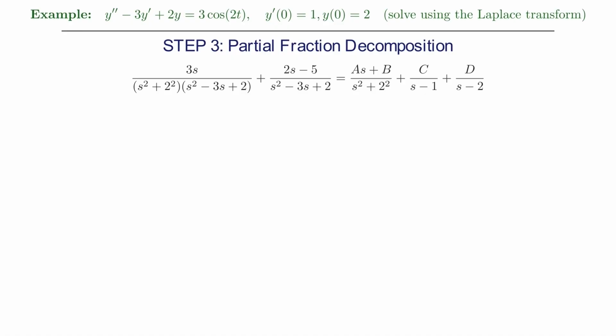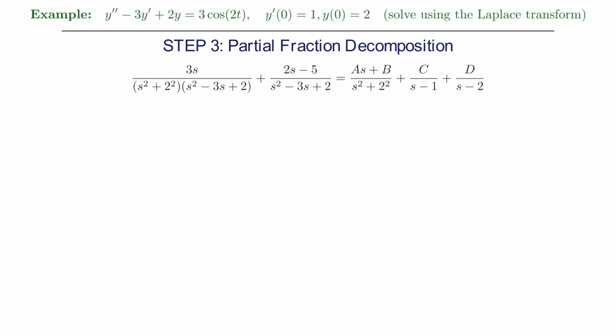So putting that all together, we get that our solution for capital Y of s is going to be equal to (as plus b) over (s squared plus 2) squared, because remember that the top of the fraction can only differ by a degree of 1 from the bottom of the fraction, plus c over s minus 1 plus d over s minus 2. And then we can solve this to find a, b, c and d using any technique that you know for solving partial fraction decomposition.